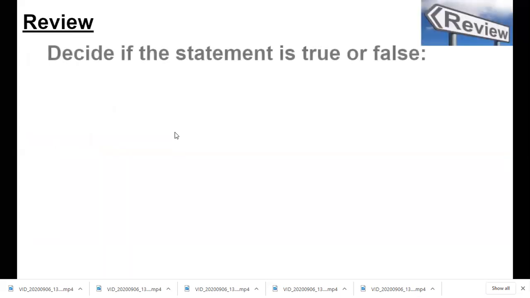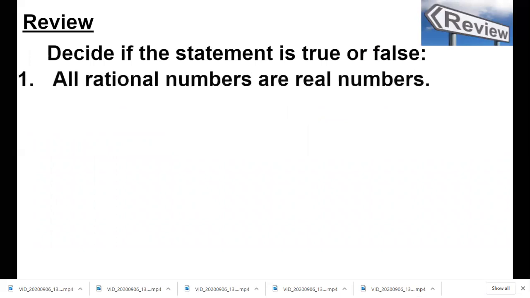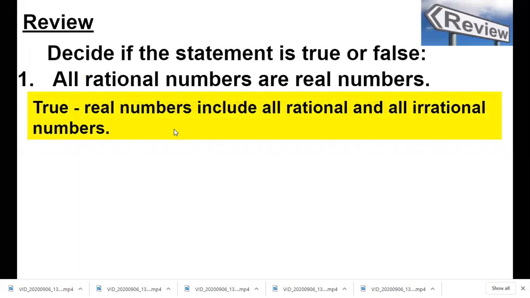Okay, a little bit more review. Decide if the statement is true or false. All rational numbers are real numbers. Think about your subsets. Rational numbers are definitely a subset of real numbers, so that is a true statement. Real numbers include all rational and all irrational numbers.